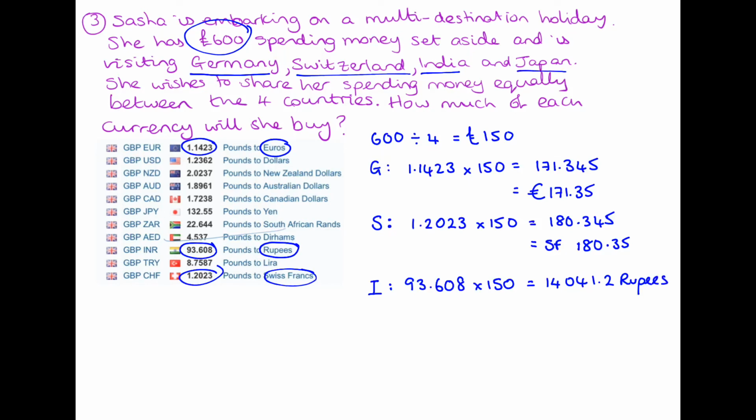And then our last place is Japan. So in Japan, remember what they use? It's yen. And there's the exchange rate. We need to multiply that by 150 because remember the exchange rate tells you how many you get for £1. So 132.55 times 150 is a big number. It's 19882.5 yen.